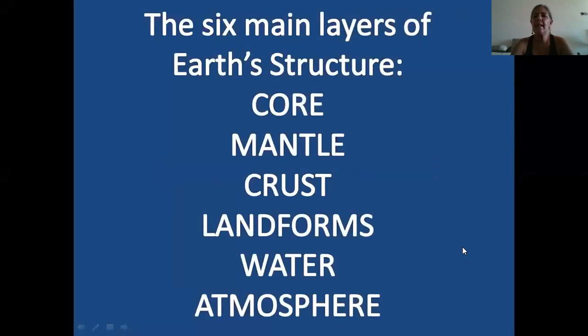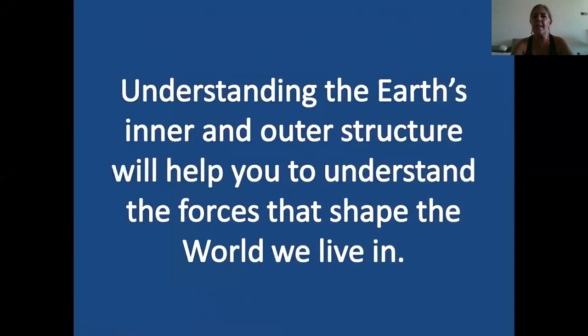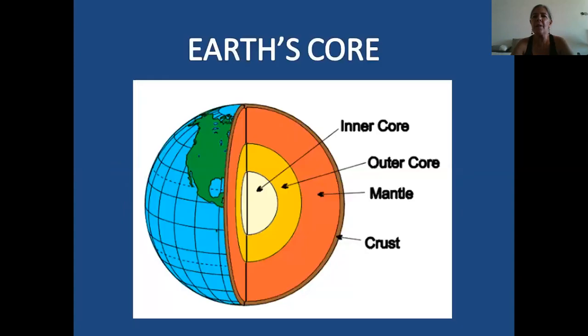The 6 main layers of the Earth's structure are core, mantle, crust, landforms, water, and atmosphere. Those are the 6 layers that we're going to be studying. It is important to understand the Earth's inner and outer structure because this will help you to understand the forces that shape the world that we live in. Let's go and see each one of the layers.